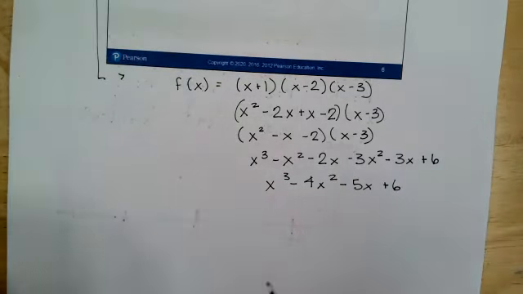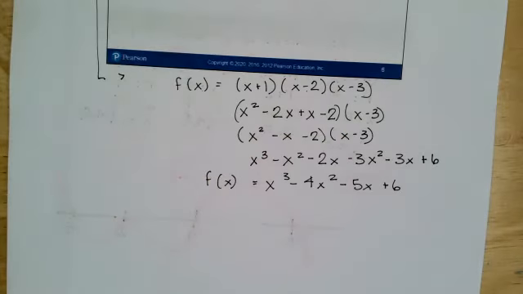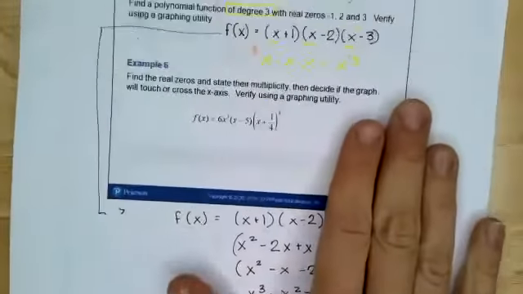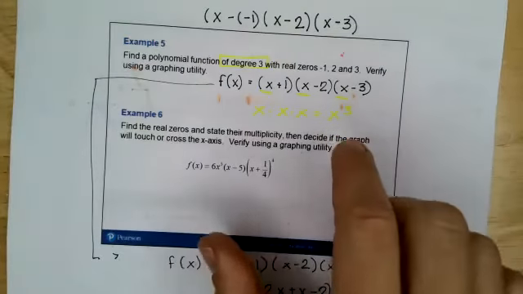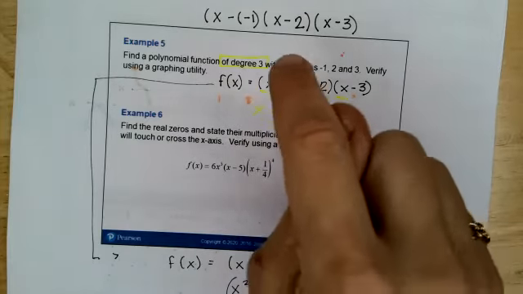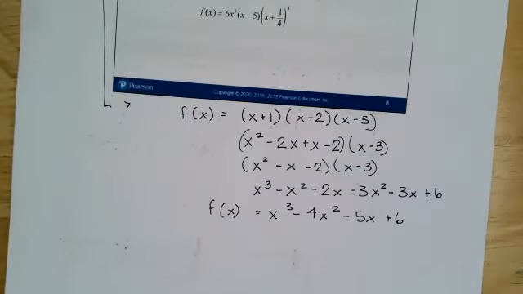So that would be it in standard form. And if you put this into Desmos, what you would get is a graph that crosses the x-axis at -1, 2, and 3, right? Okay.